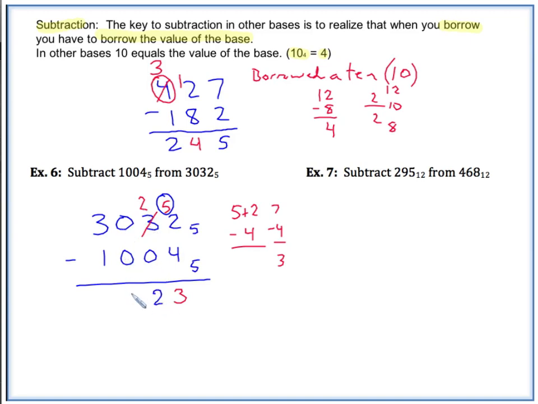Now 2 minus 0, that's not a problem, we can do that. 0 minus 0, that's not a problem, we can do that. 3 minus 1, that's 2. So we get 2023 base 5. I want you to go ahead and try example 7 on your own, and then come on back and check your work when you're done.